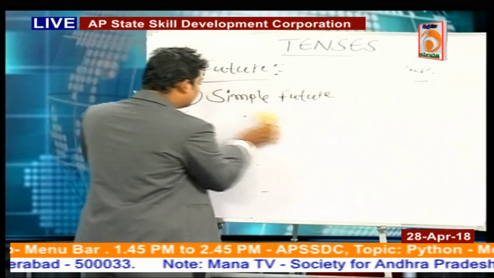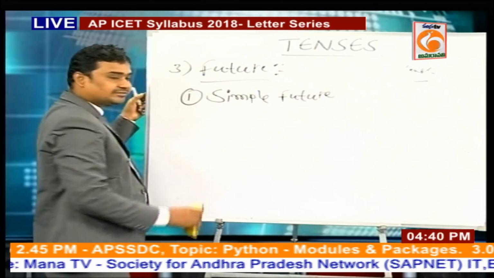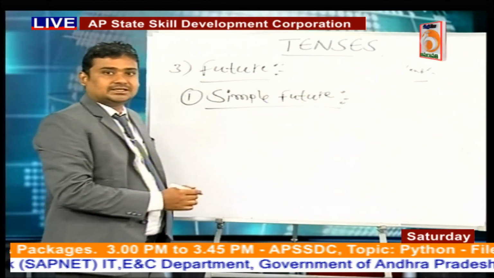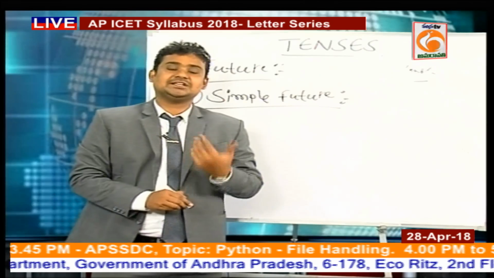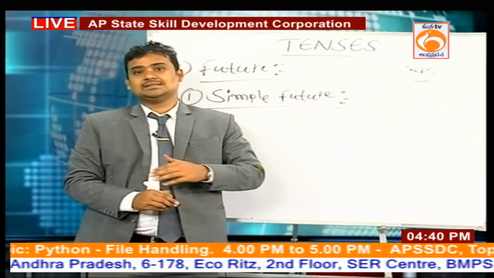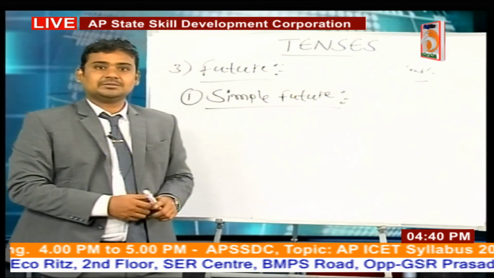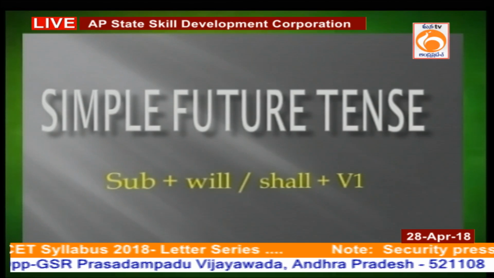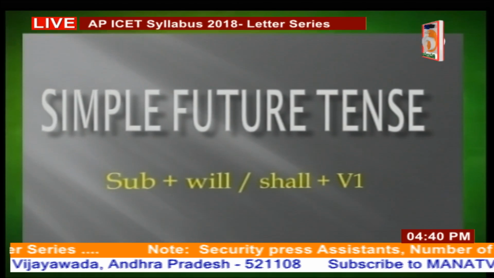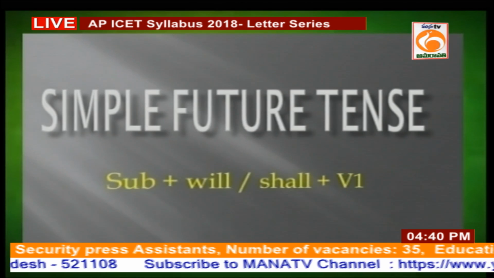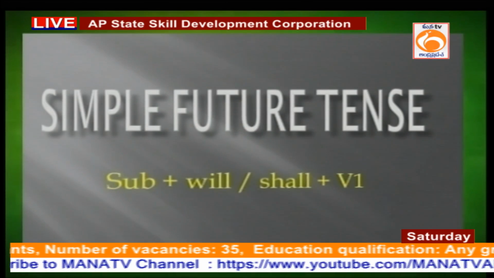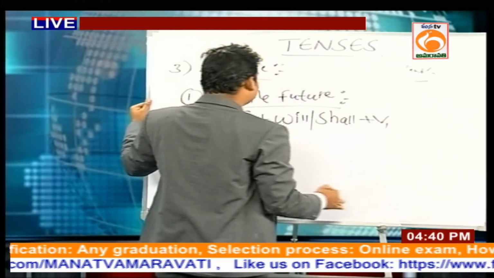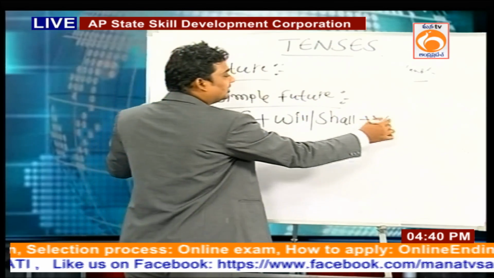The first subcategory of future tense is simple future. What is simple future? You can listen to me carefully, students. The simple future talks about an action or event that will happen sometime in the future. The structure of simple future is subject plus will or shall. These two are modal helping verbs. After will or shall we should use the V1 form of the verb.